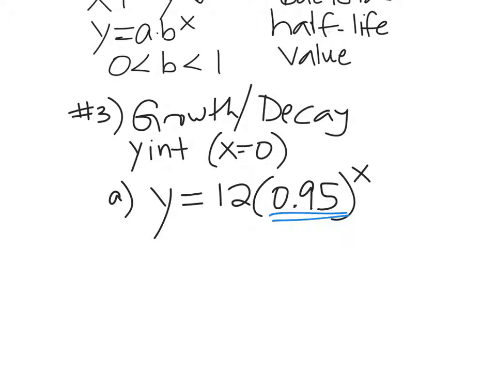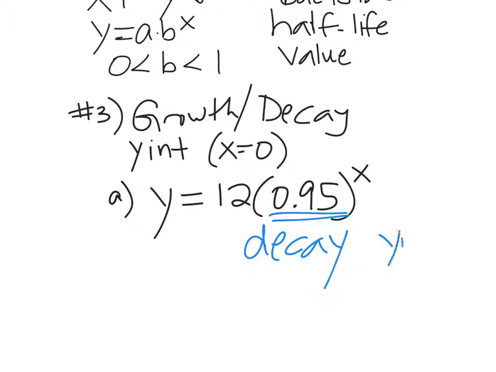Now, let me ask you this. If you have a school and you're getting 95% of the population back the next year, is that a growth in population or a decay? It's a decay. 100% of the people is the same amount. 95% of the people come back, it's a decay. So this right here is between 0 and 1. This is exponential decay.